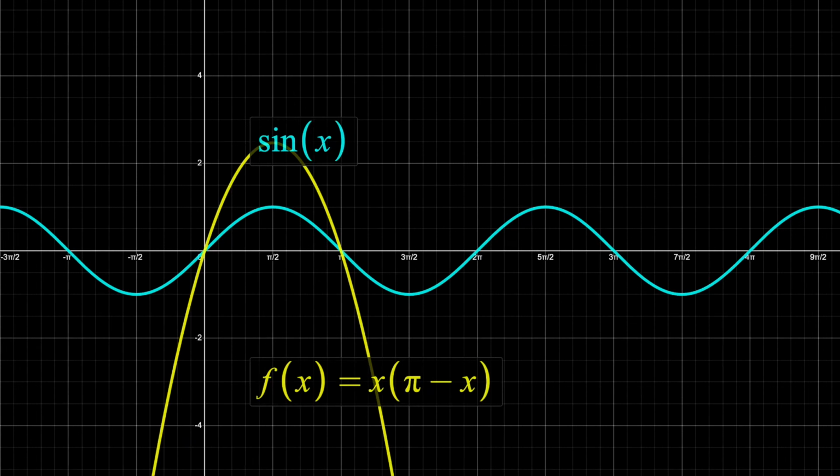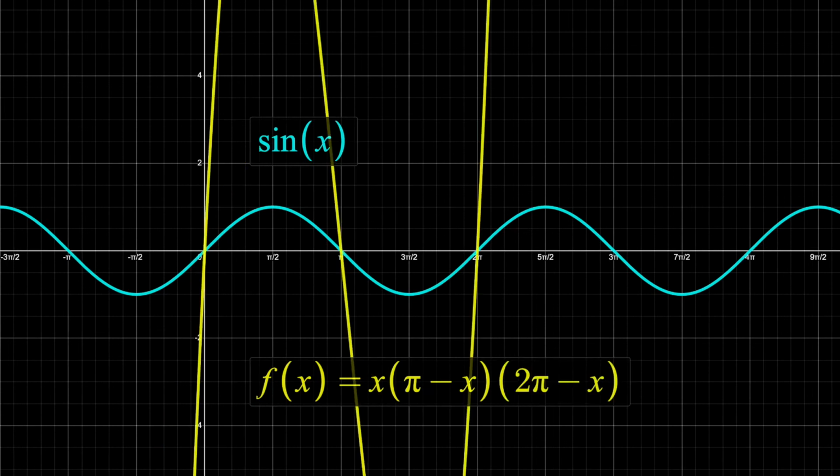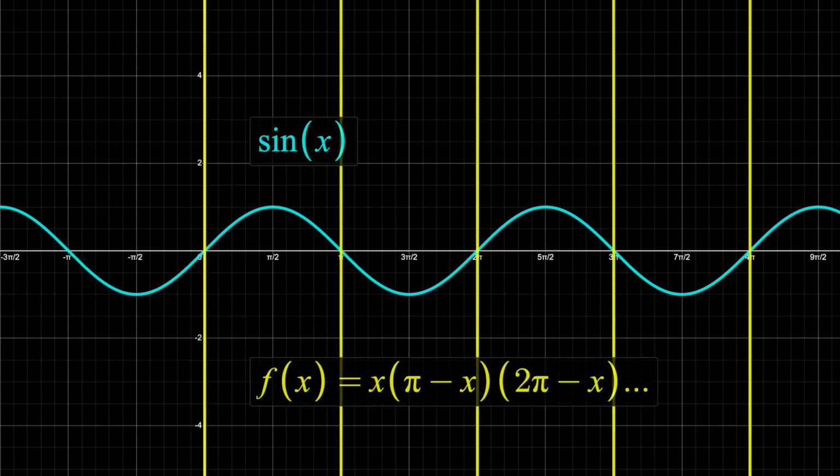So it's obvious that this function is equal to 0 when x is equal to 0, and of course if we plug in pi, we get pi minus pi, which is equal to 0. And so we can build functions this way. We could also just multiply by 2 pi minus x, and so on and so forth. So let's do that for a couple more factors. So again, it has the same zeros as sine of x, which is quite nice. But of course, this function is very different from sine of x.